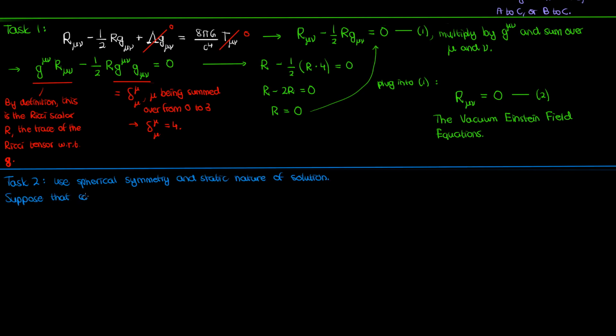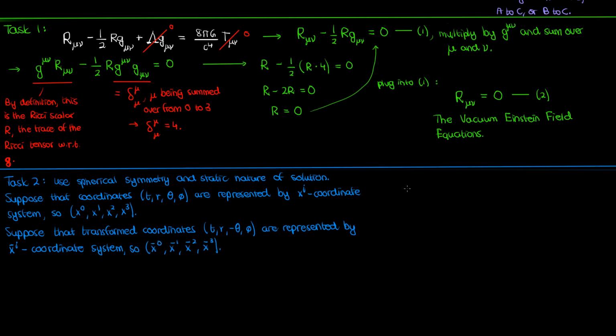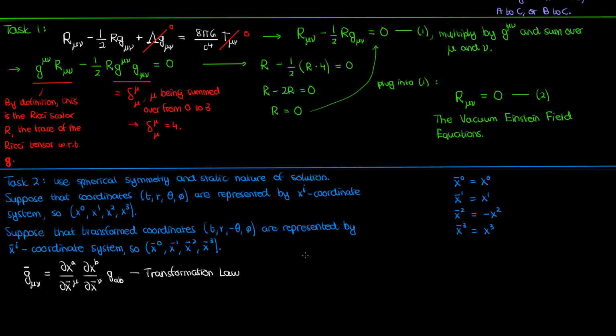We'll suppose that our default time, radial, and angular coordinates are represented by the x super I coordinate system. We'll also suppose that our transformed coordinates, where we go from positive theta to negative theta, are represented by the x super I bar coordinate system, like so. The relationships between all the barred coordinates and the unbarred coordinates are summarized as follows. Now, because the metric tensor is a covariant tensor of rank 2, the transformed component g mu nu bar in the new coordinate system would be related to the unbarred components by the following transformation law.